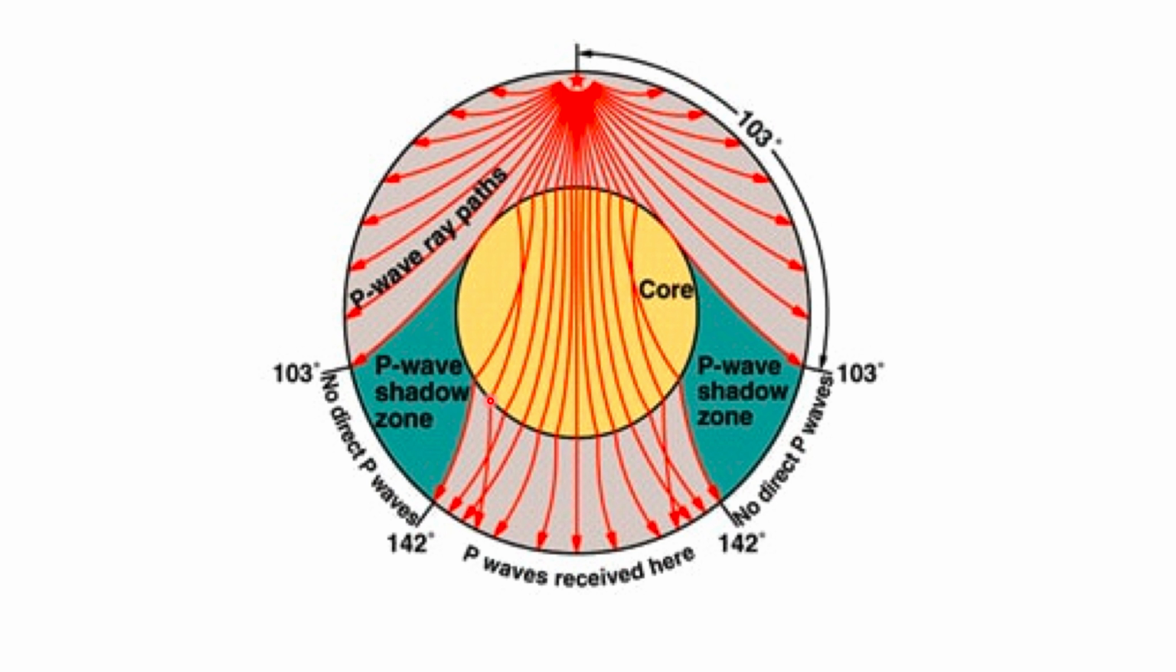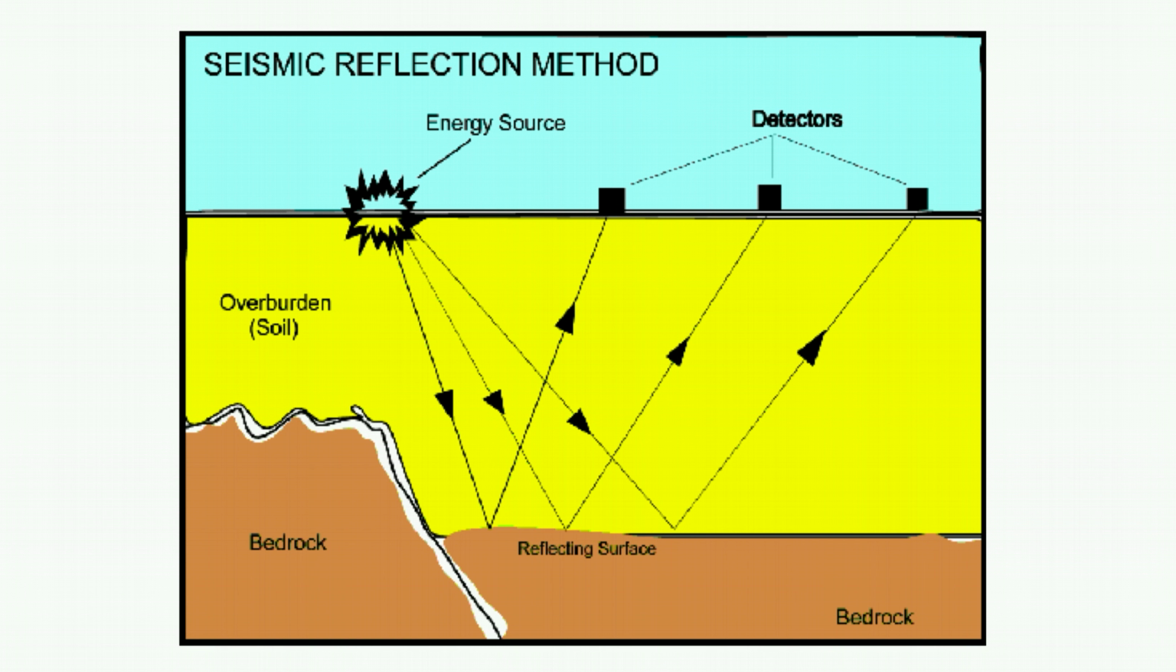This again creates a shadow zone for the P waves that exists between 103 to 142 degrees on either side of where the source is. Again, we can use this to infer the boundary and the change in state between the mantle and the outer core. And finally, one of the more simple ways of using seismic waves to detect boundaries is through reflection.